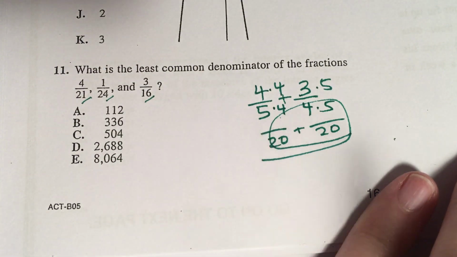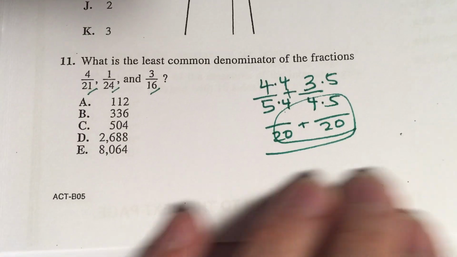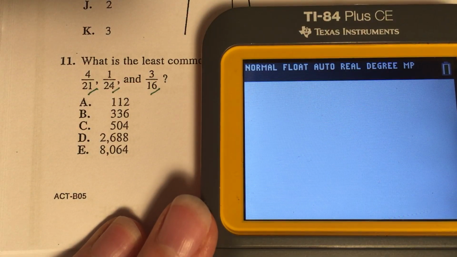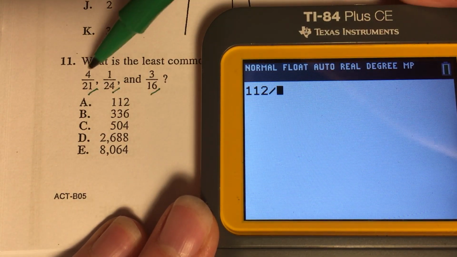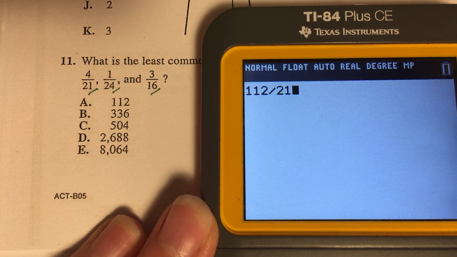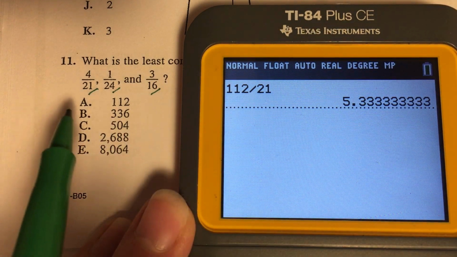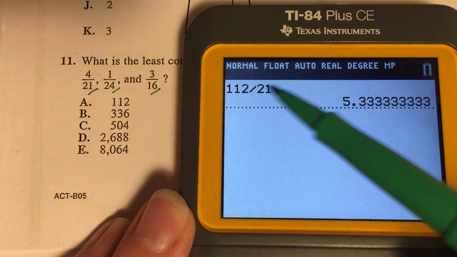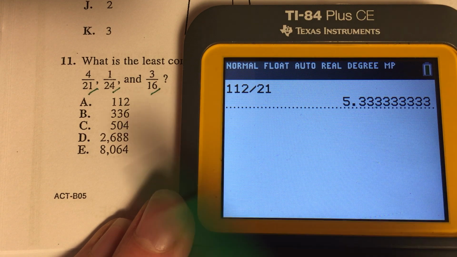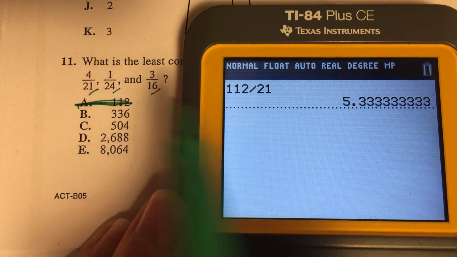The easiest way to do that is to just take the smallest number. Use your calculator, take the smallest number, 112, and divide it by each of the denominators, so 21. If you get a decimal like this, that means that one does not work. There's nothing that you can multiply. You'd have to multiply 21 times 5.33, and that's really funky. So we're not going to do this one.